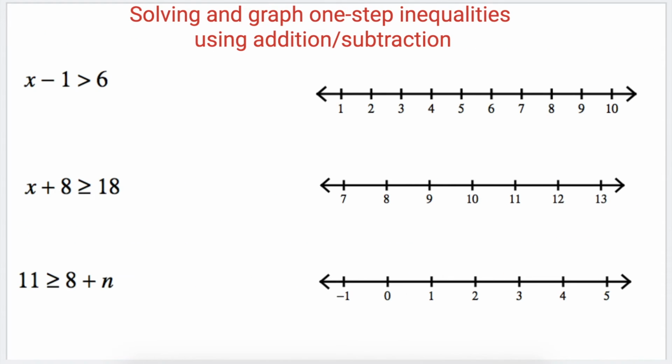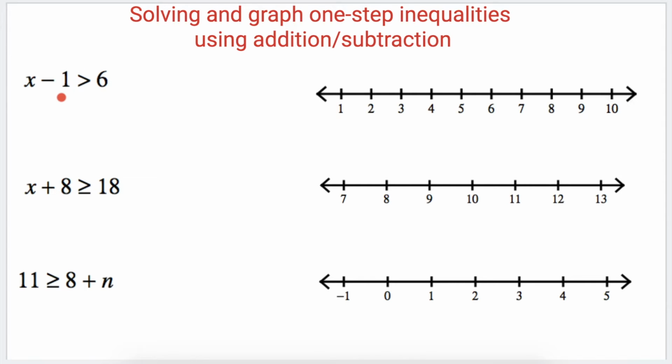Let's start off solving and graphing one-step inequalities using addition and subtraction. This is because addition and subtraction are a little bit easier than solving using division and multiplication. The first math problem is x minus 1 is greater than 6. Before we can graph this inequality, we need to solve it.